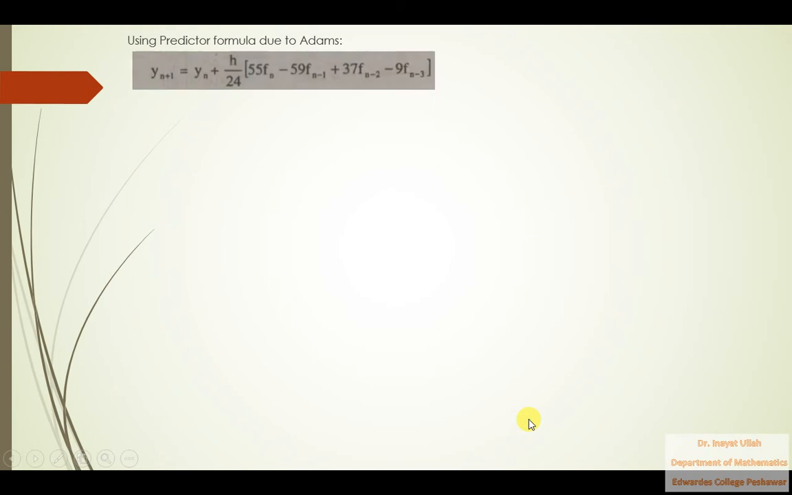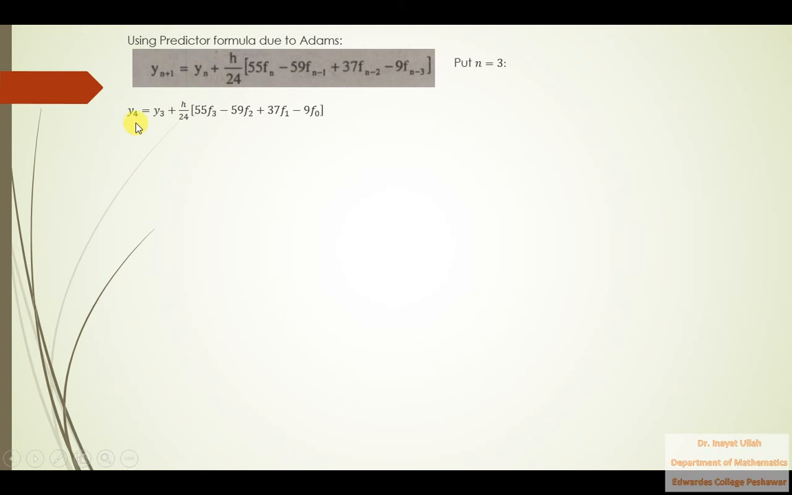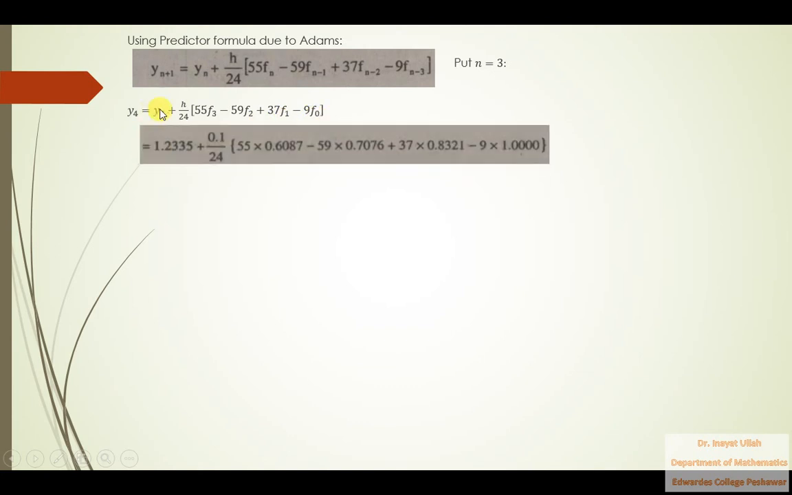Now, using the predictor formula due to Adams, this is the predictor formula, because we are going to find y4. So put n is equal to 3 in this formula. Whenever we put n is equal to 3, that will become y4, that will become y3, and that is f3, f2, f1 and f0. Putting the values from the table, we need to replace y3 by its own value. h is 0.1, f3 is 0.6087 from the table. This is f2, this is f1 and that is f0. Calculating this sum, we will get y4 is equal to 1.2898.